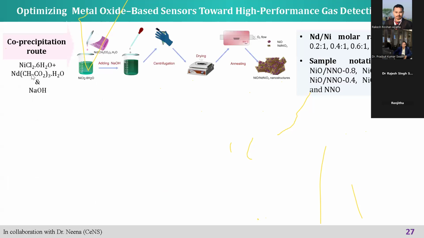We optimized the preparation by a simple co-precipitation route. Nickel chloride and neodymium acetate were taken as starting materials. By mixing with NaOH, we make this solution. Then we centrifuge it to make the nanoparticles. These nanoparticles are further dried and annealed to get this type of nanostructure.